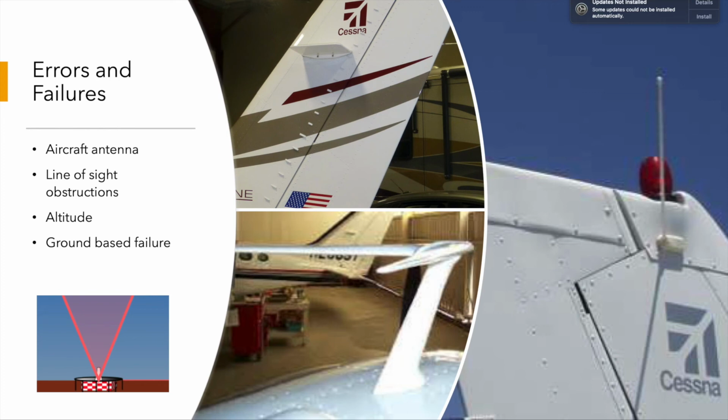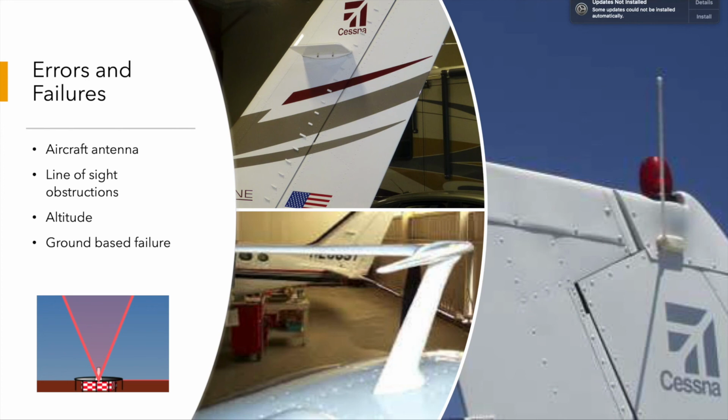There are some line of sight obstructions, so if you're at low altitude, as we know, the Earth is curved, so if you're too far away from the station, there could be Earth in between you and the station, and you might not be able to receive the signal. Altitude is a big factor. If you're too low, you might not be able to see it. However, also if you're too high, you can't see it.